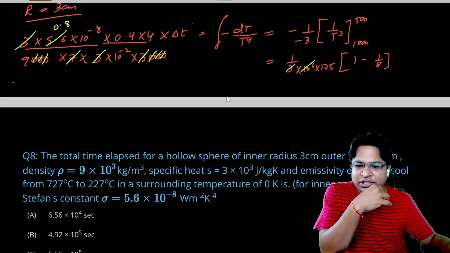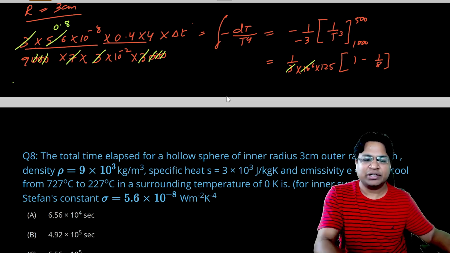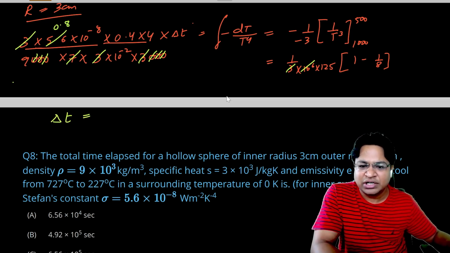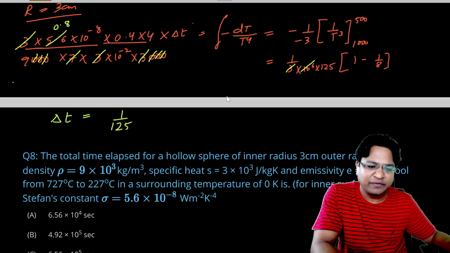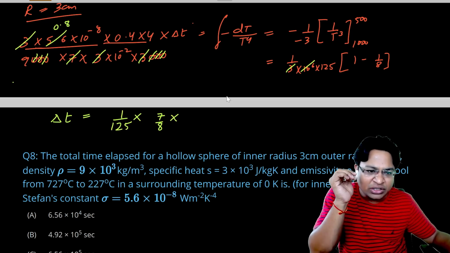I think that's enough for now. We have to calculate delta T. So I'll keep delta T on this side, and on the right hand side, what we have is 1 upon 125 into this will become 8 minus 1, which is 7. So 7 by 8. Now in the denominator, we have a 9 left, so that will come.